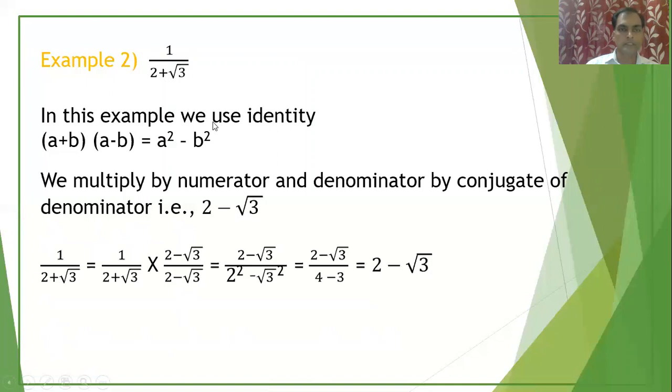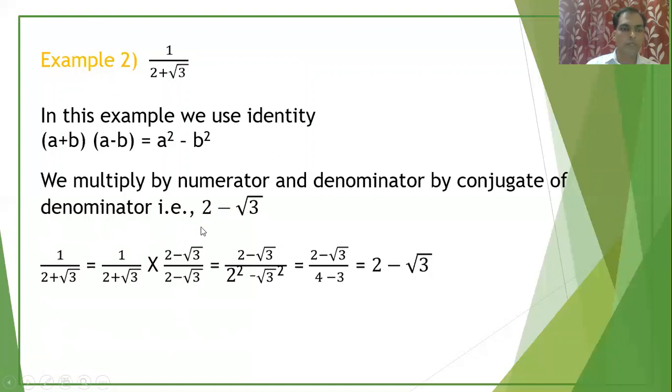That is, in this example, we use the identity a plus b into a minus b is equal to a square minus b square. This identity we will be using to get rid of this root sign. We will multiply the numerator and denominator by the conjugate of the denominator, that is 2 minus root 3. Conjugate means what? Suppose the denominator is in the form of a plus b, the conjugate is a minus b. Suppose the denominator is in the form of a minus b, the conjugate will be a plus b. So here, the conjugate of 2 plus root 3 is 2 minus root 3.